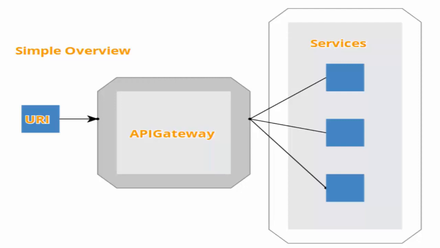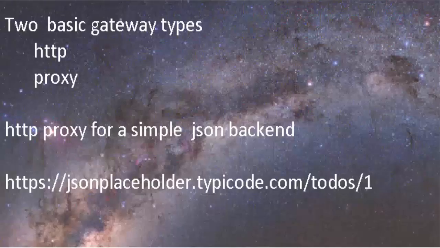We have this URI, which implements a specific pattern, hits our gateway, then based on the attributes in the URI, gets mapped to various services. We have two types of maps. One is an HTTP map, then we have another type of mapping called proxy. We use the proxy mapping with AWS Lambda functions.